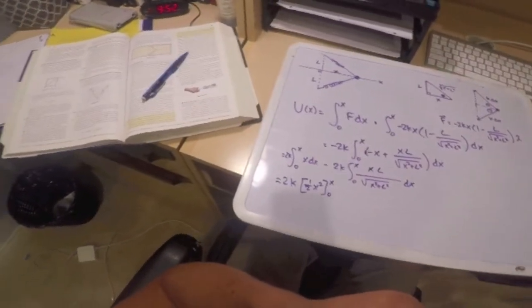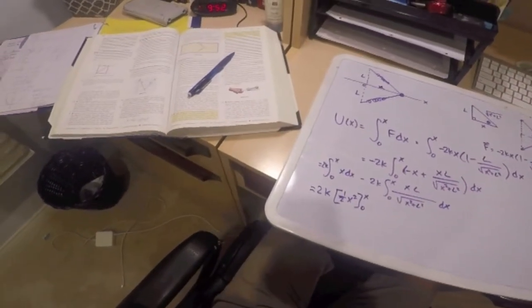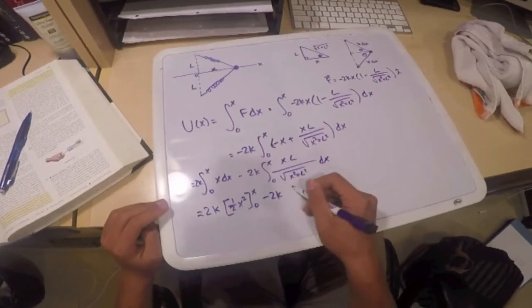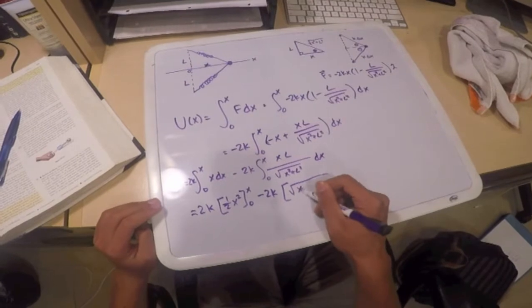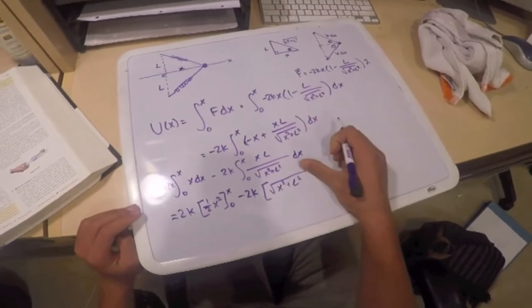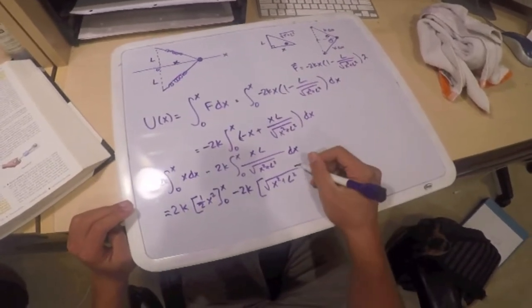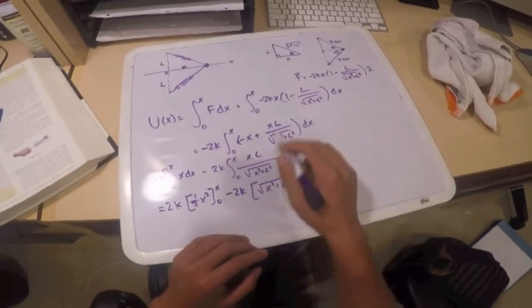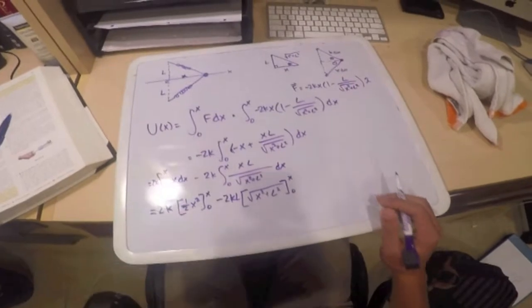And for the other side, you get something a little bit trickier. Well, it actually works out pretty well. You get the square root of x squared plus L squared. The reason for that is, if you can imagine, I'm going to take that L out, by the way. I forgot to take that L out.